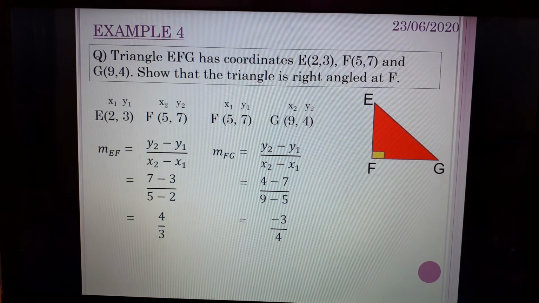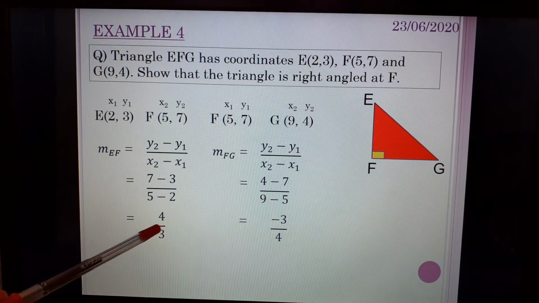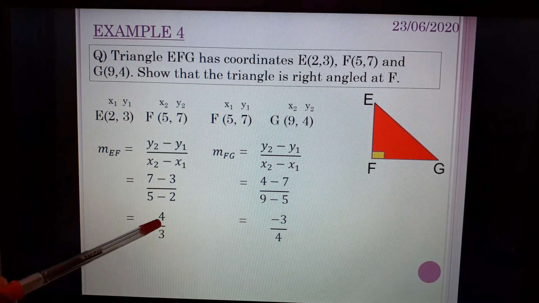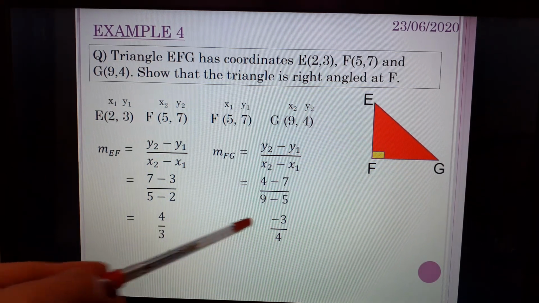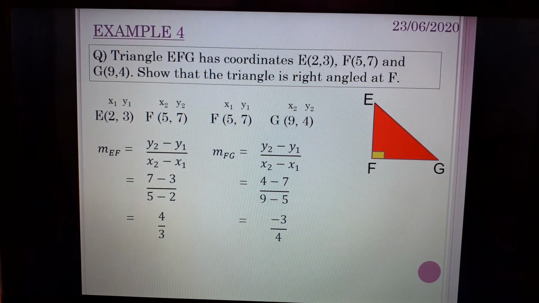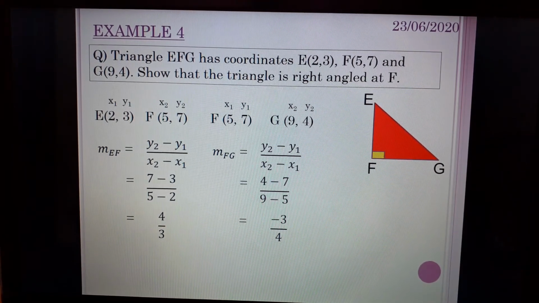which is -3/4. Now, I can see here that they are right angled, because this one turned upside down with the sign changed becomes -3/4. But you can't describe it in that way and say, yes, I've turned it upside down, I've changed the sign. You've got to go back to the original proof, which was that gradient 1 times gradient 2 equals -1. That's why you turn it upside down and change the sign. So we go back to that.